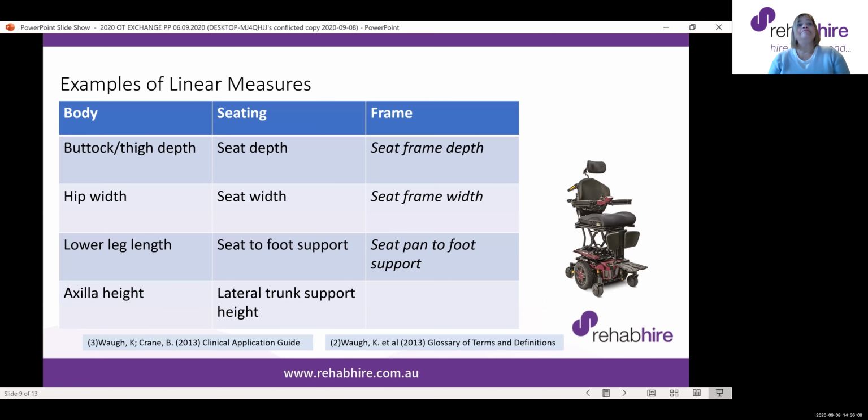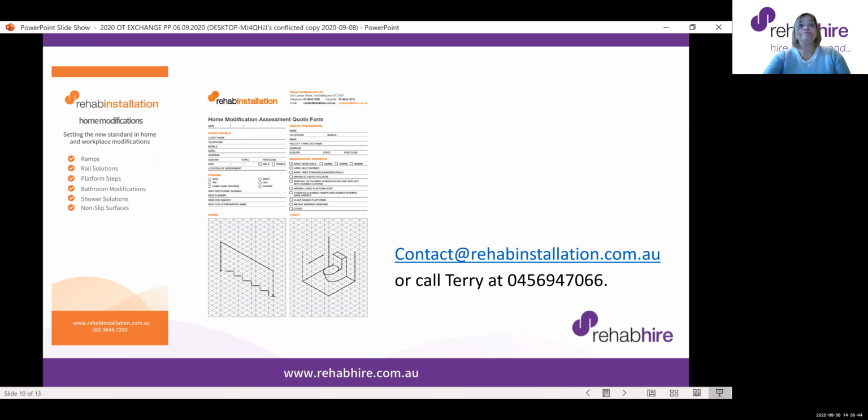Just to summarize, the body measurement that we're asking for you to give, and that we will of course verify when we're there for the assessment with you, is the buttock thigh depth. That is going to help us to determine the seat depth. And that will help us determine the overall seat frame depth to accommodate the seat cushion and the back support. So please understand and look at this reference for each one of them. It's actually helpful to print this out, maybe put it on the back of your clipboard just to remind you, and then read some further in the standardized books.